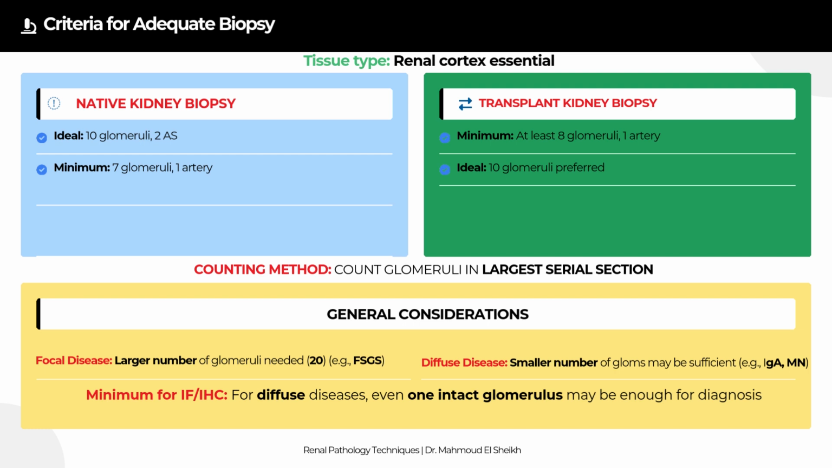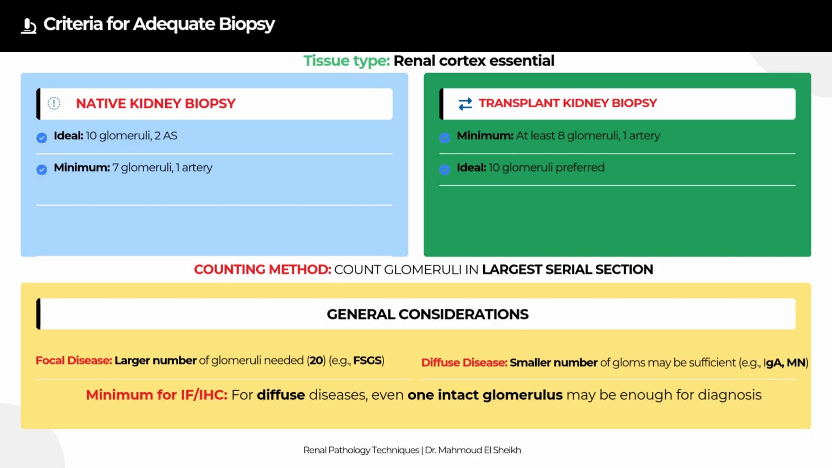While for renal allograft biopsy, the Banff criteria define adequacy as greater than or equal to 7 to 10 glomeruli plus at least 1 artery. Samples with 5 to 6 glomeruli or no artery are considered minimal but interpretable, and those with less than 5 glomeruli with no artery are inadequate.